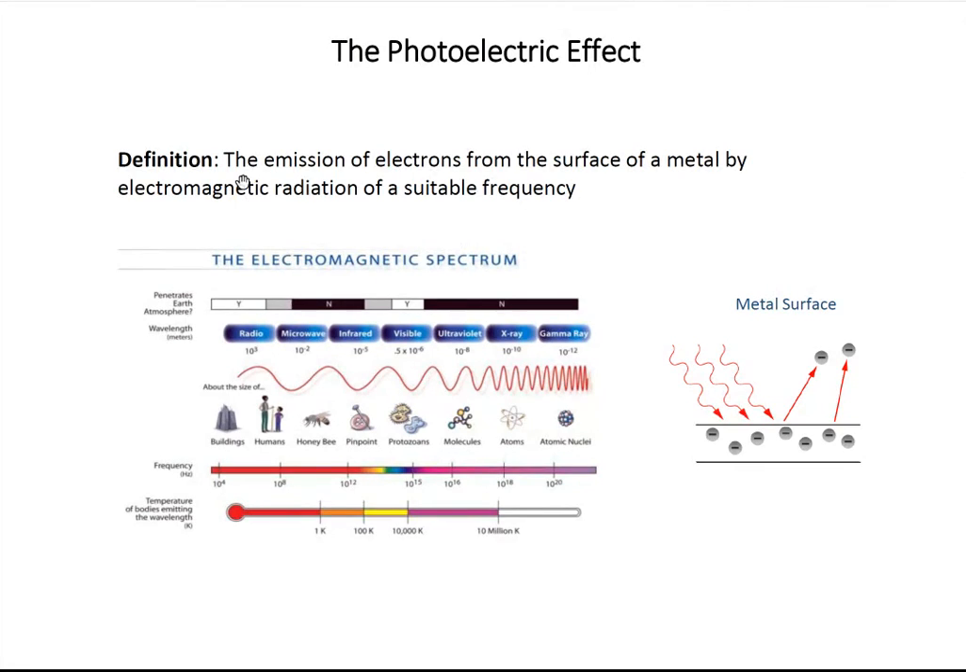The formal definition is given here as well. So the photoelectric effect is the emission of electrons from the surface of a metal by electromagnetic radiation of a suitable frequency. Now, the word suitable here is key, because if you look at the spectrum down here, the frequency increases as you move from left to right through infrared, visible, ultraviolet, and so on. And it turns out that the higher the frequency, the more likely it is for the electrons to be released in a particular metal.